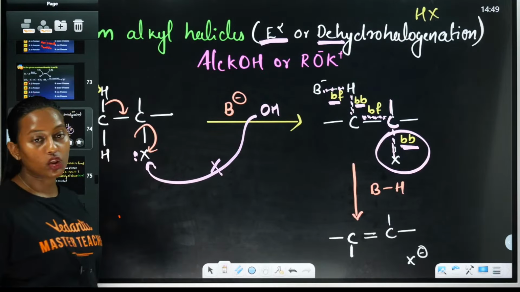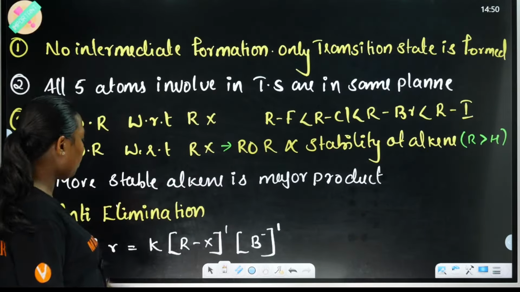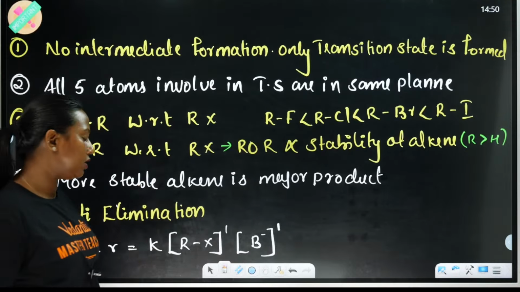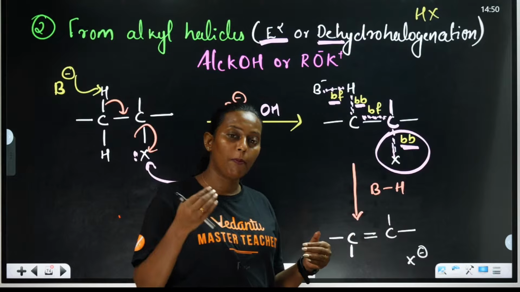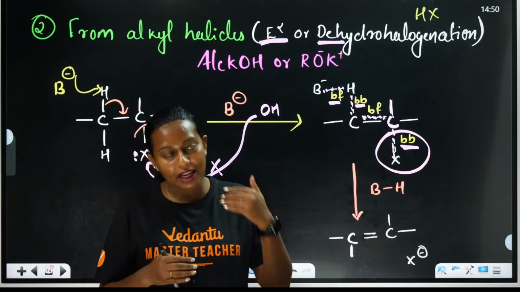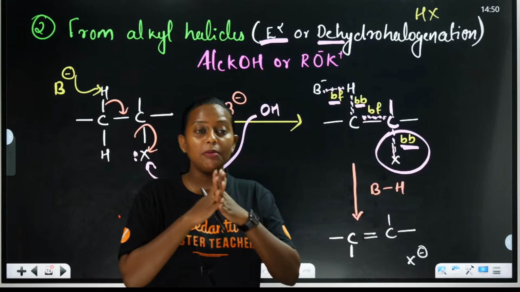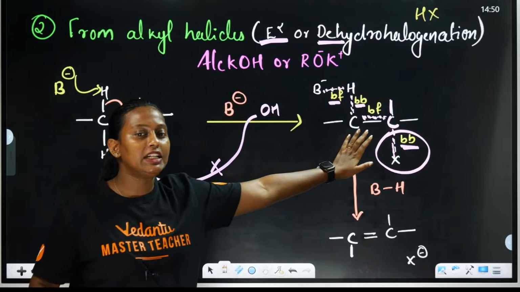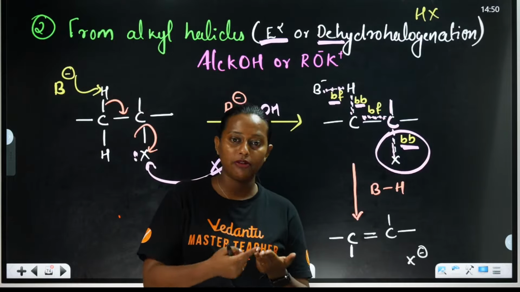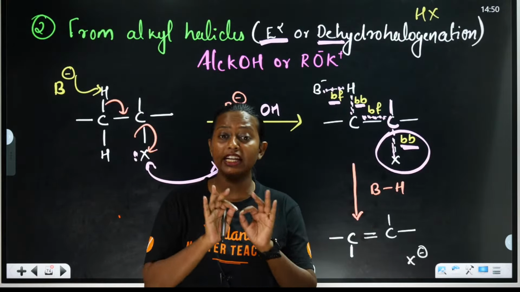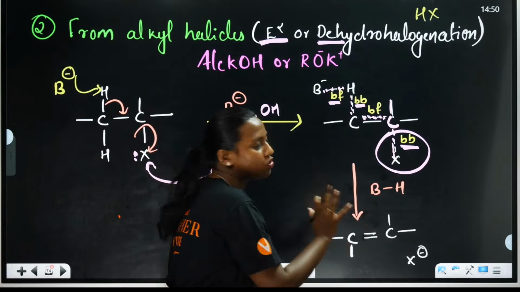Then we are going to discuss some important points from this mechanism. First one is, here there is no intermediate forming. Bond breaking and bond formation are happening simultaneously. There are no intermediates like carbocation, carbanion, or carbon free radical. Here it is a transition state, it's not an intermediate.